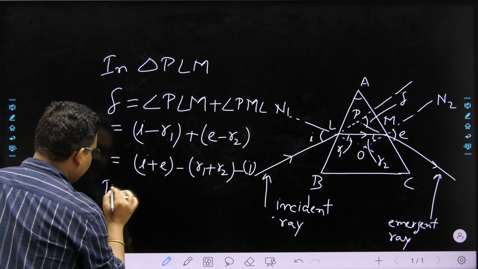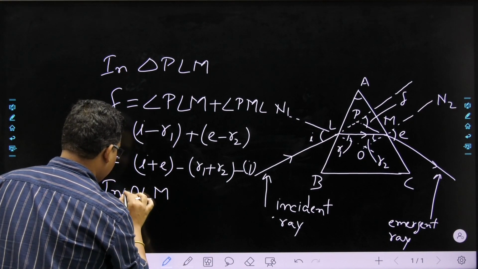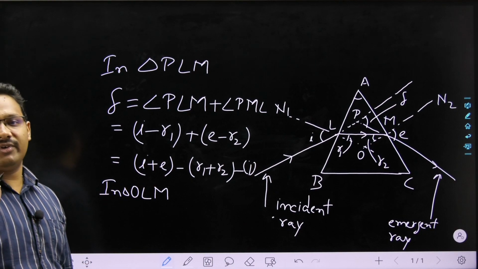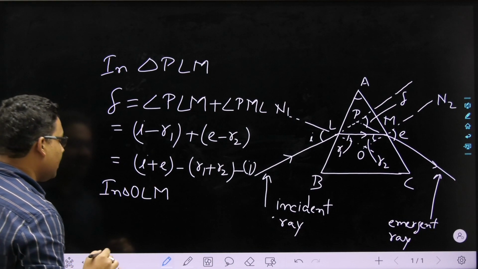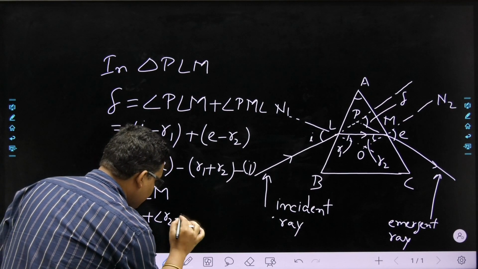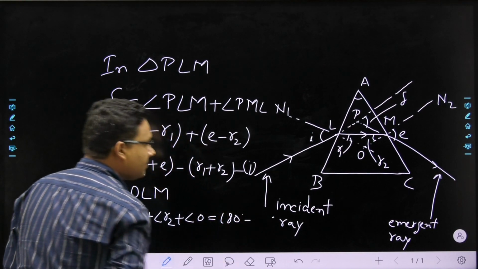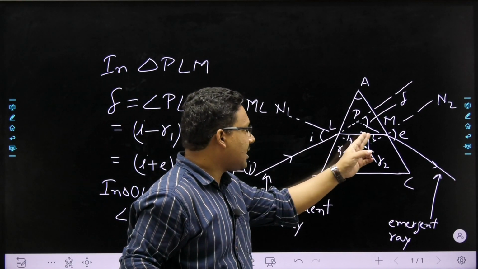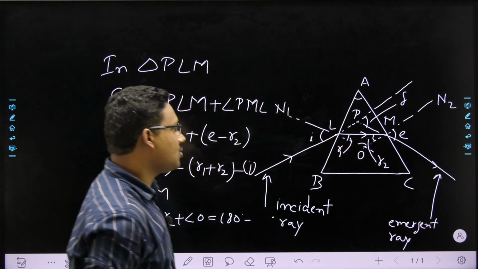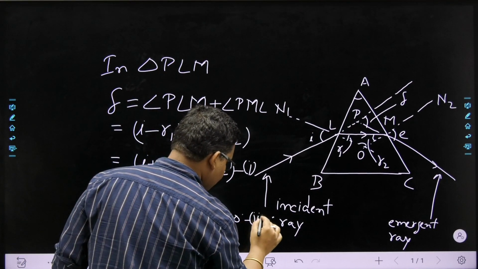So what will happen in triangle OLM? Now look, we know that the sum of all the angles of a triangle is 180. So from there we can write angle R1 plus angle R2 plus angle O equals 180. This is equation 2.